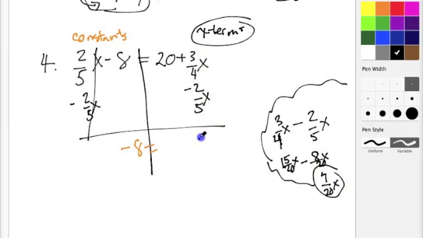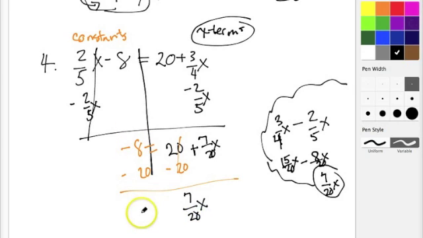So I have 7/20 x, and it's positive, so I'm going to put a plus sign there, plus 20. Got to get rid of that 20. That 20 is a constant term. It doesn't belong on this side, so I'm going to subtract 20 from both sides. When I do that, I am left with, on the right side, 7/20 x, and then over here, I'm left with the constant value of negative 28, which is pretty cool.